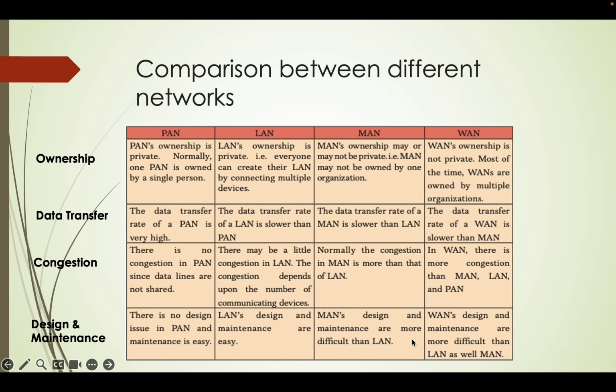MAN's design and maintenance are more difficult than LAN. Okay, so the design would get complex as we move ahead from PAN, LAN, MAN and WAN. WAN's design and maintenance are more difficult than LAN as well as MAN, because this covers a very wide area or wide ranges like geography or a country or a city. So that's where the design and the maintenance also is difficult. So we have seen the comparison between each of these based on the ownership, data transfer, congestion, design and maintenance.